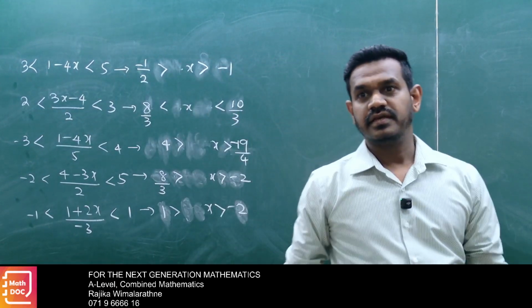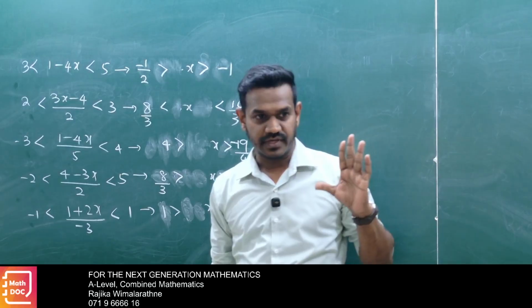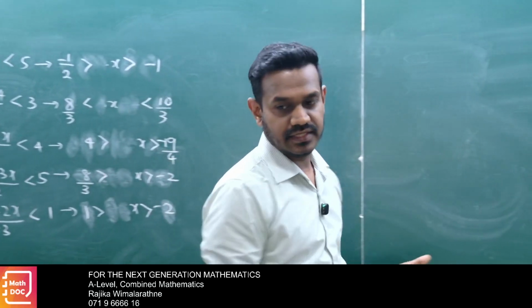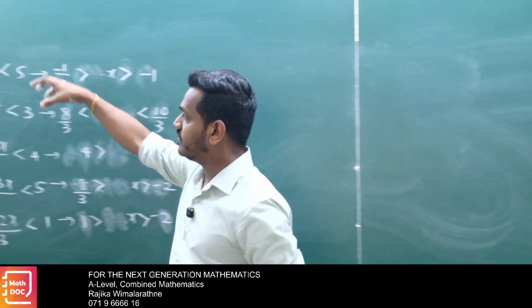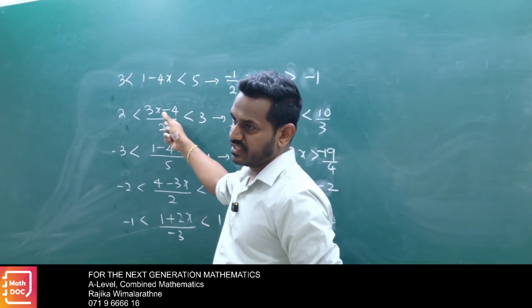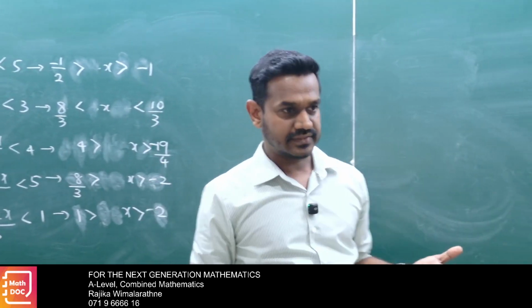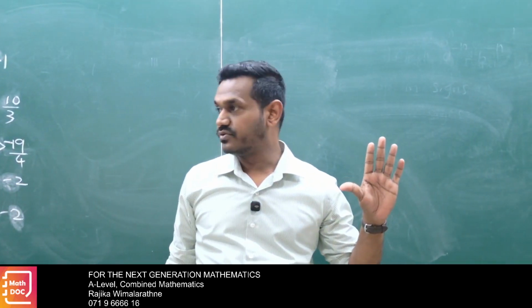Okay. That is one type. Then the specialty is that the middle term has only an x term. Middle term has only x. But there can be x terms on the other sides too. Then let's see how to do them.